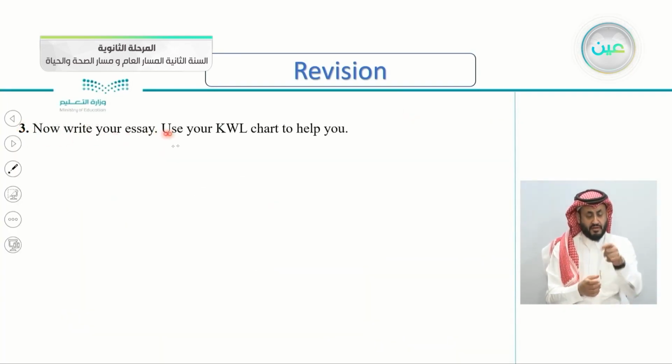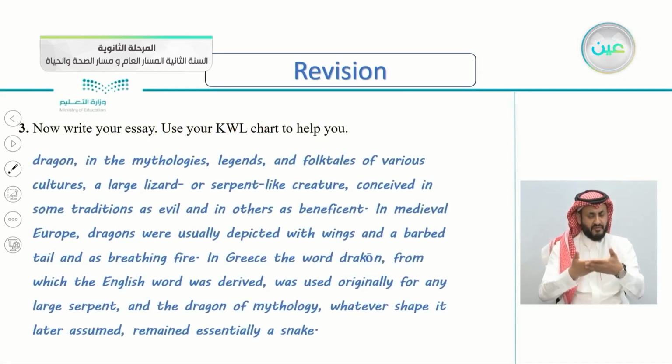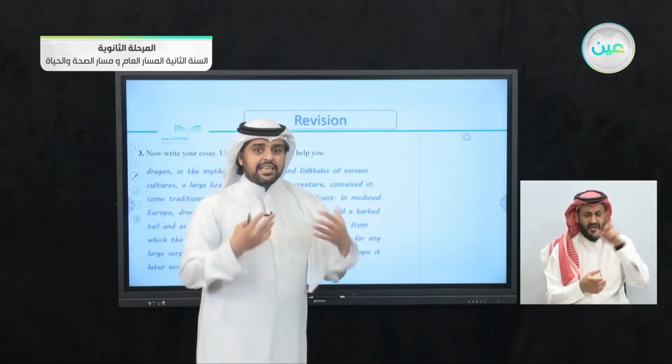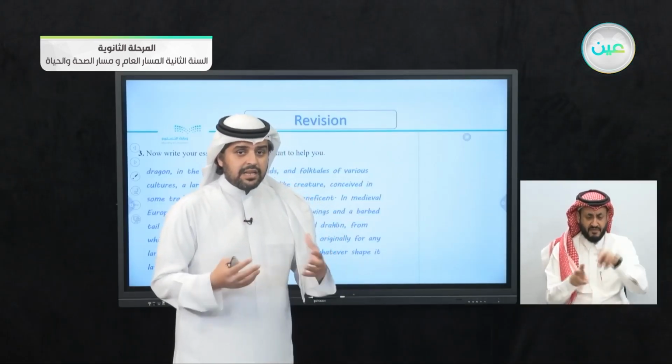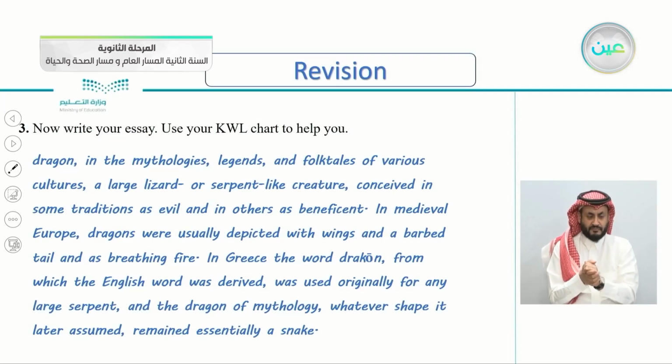Write your essay. Use your KWL chart to help you. For example, this is what I have written about dragons. Dragon in the mythologies, legends, and folk tales of various cultures, a large lizard or serpent-like creature conceived in some traditions as evil and in others as beneficent. So it is always depicted as an evil creature. Again, conceived in some traditions as evil and in others as beneficent.